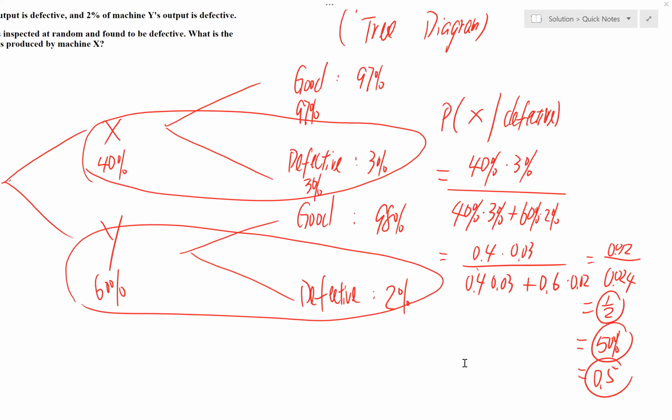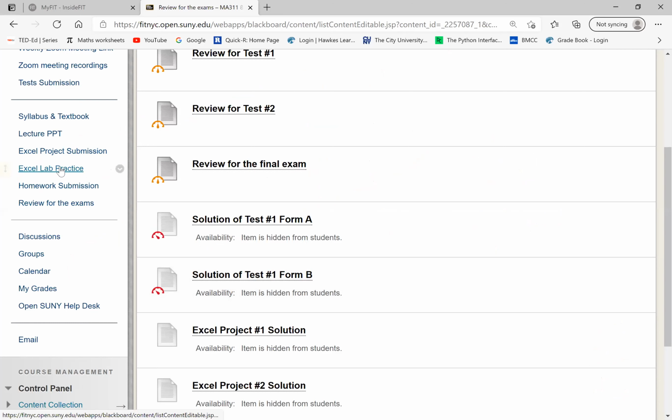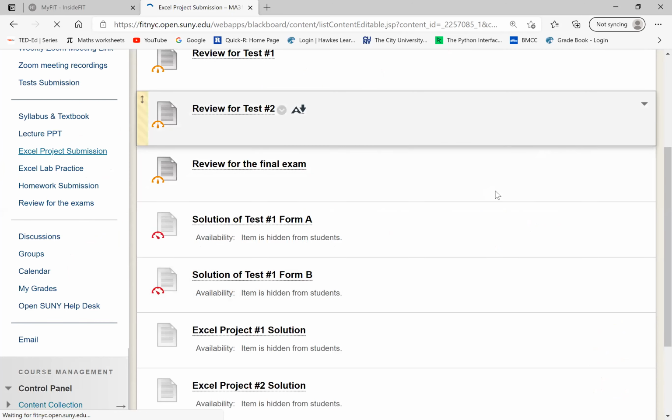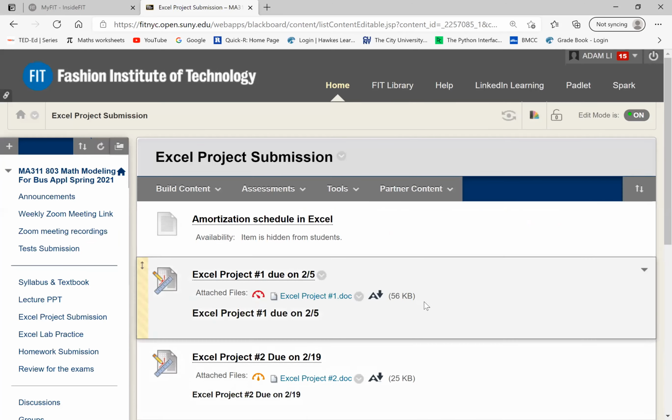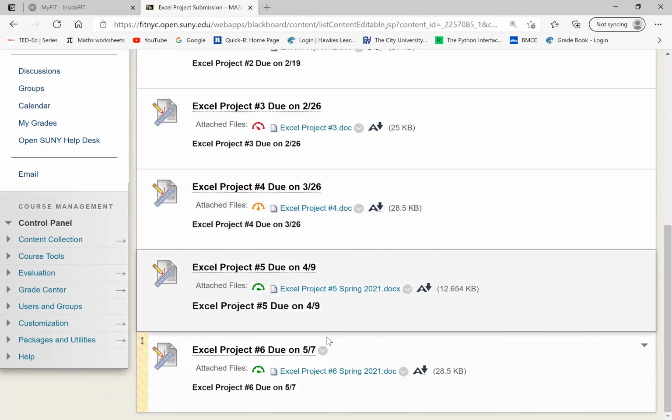And it's due, let me double check. I think it's due today, is it? Let me look at it. It should be under Excel project submission. Yeah, it is due today. So definitely get it done by the end of today.